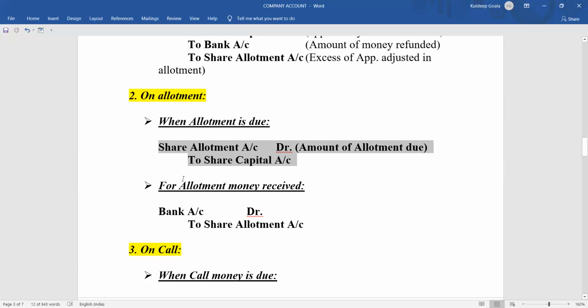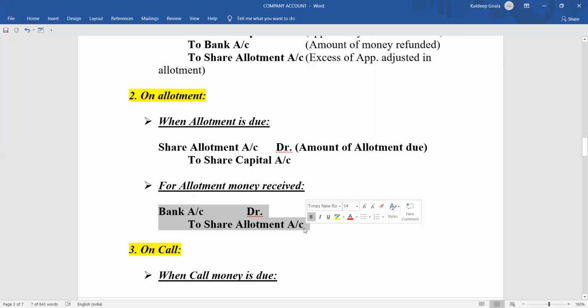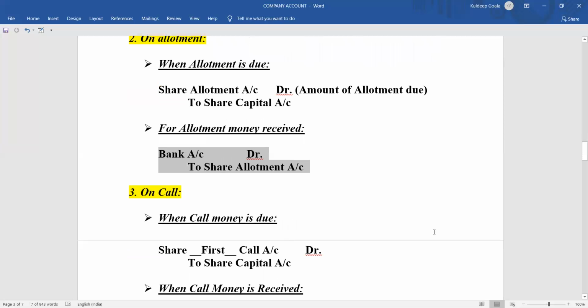After that, once we have transferred, this is a form of transfer, the due entry. Once you have done it, then you will receive the money. So when you receive the money for allotment, it will be bank account debit to share allotment account. Okay, bank account debit to share allotment account, whatever money you receive.